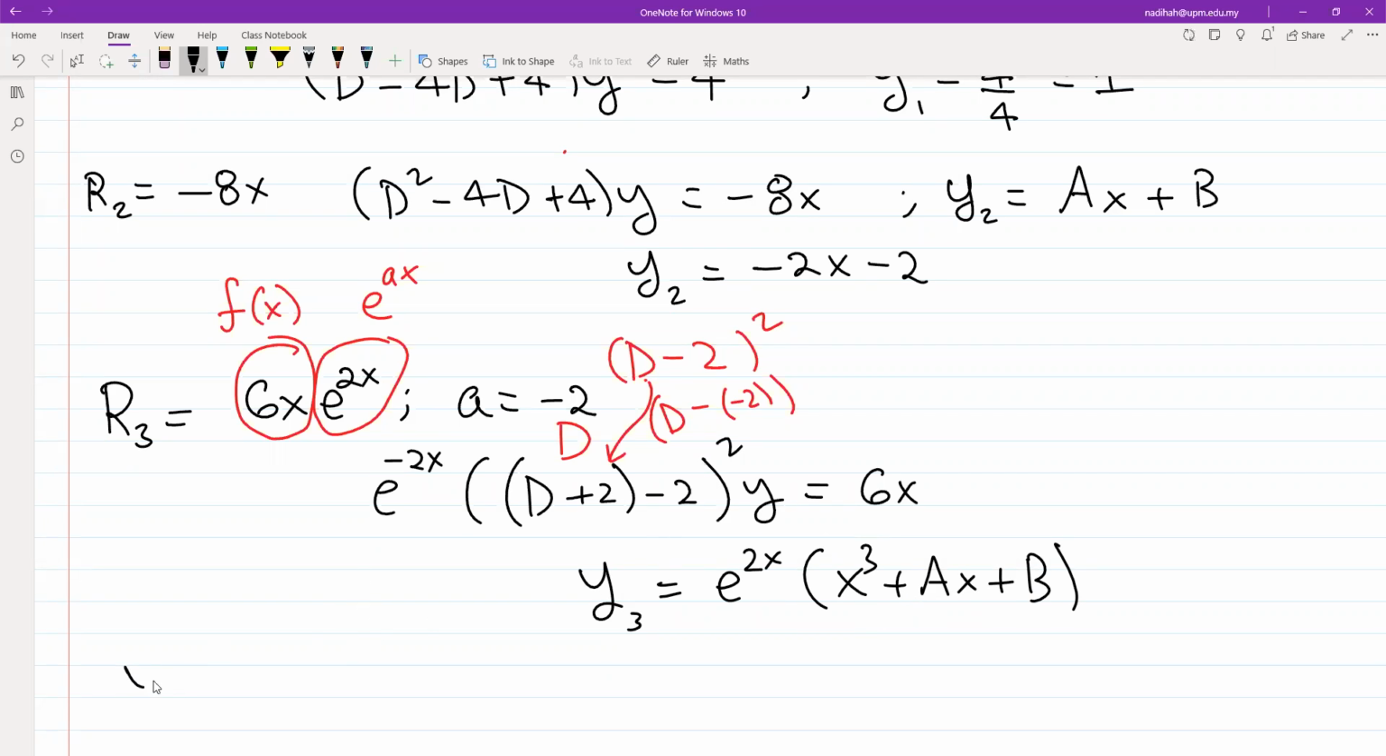So the whole thing will be, the general solution will be the homogeneous solution plus the particular solution, which is the first one, y1, minus 2x minus 2, which is from the second right hand side, and then plus e to the 2x times x cubed plus ax.